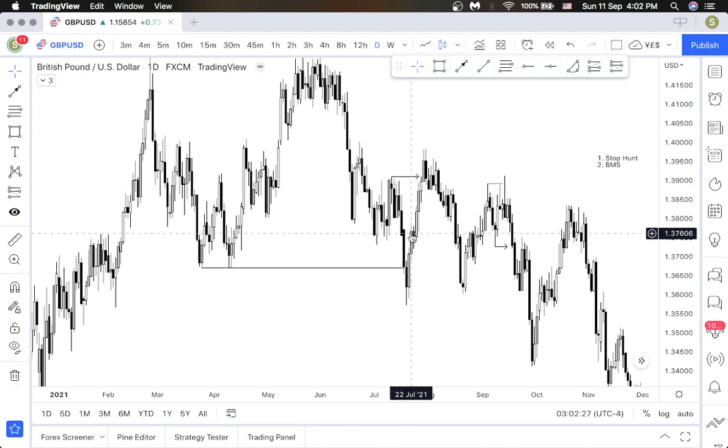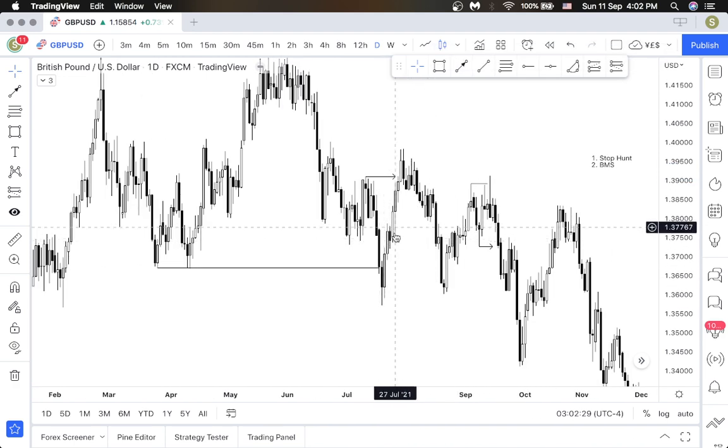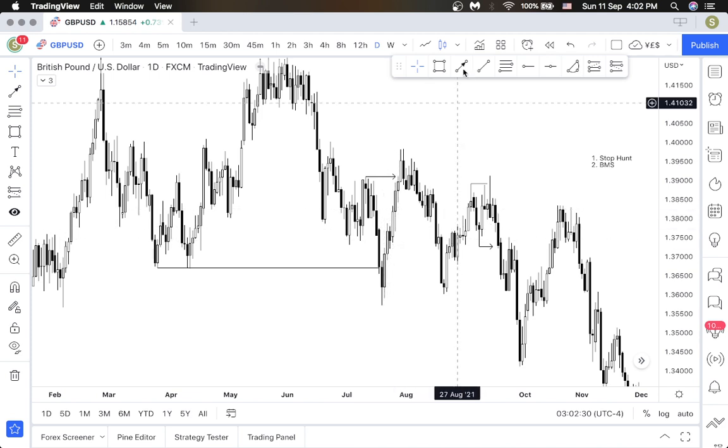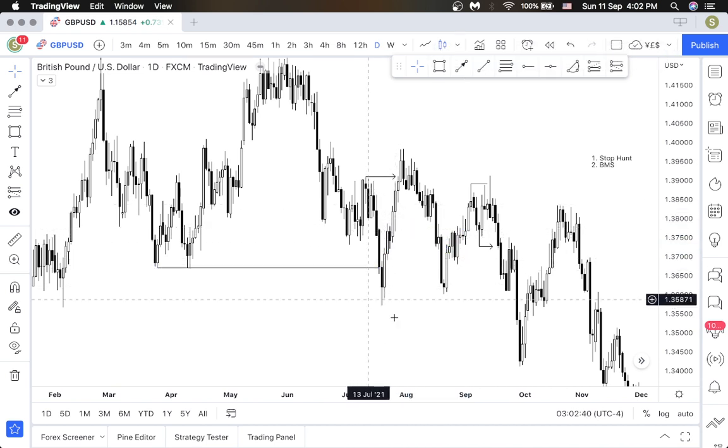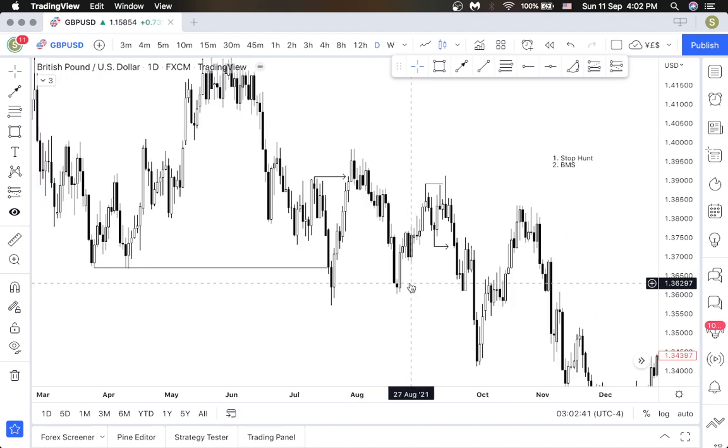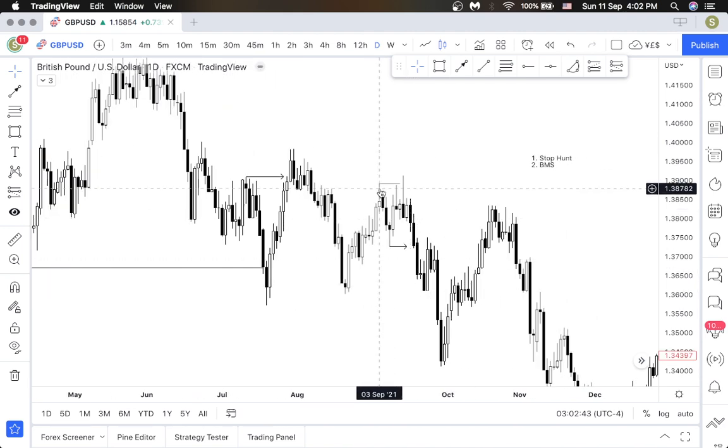Why this one and not this one? You'll see very soon. Why is this order block not valid? If price comes back down, I'm not going to draw my zone like this. This is not an order block I'm looking to buy from. However, this one is an order block I'm looking to buy from.